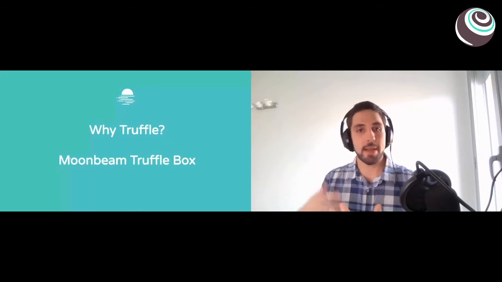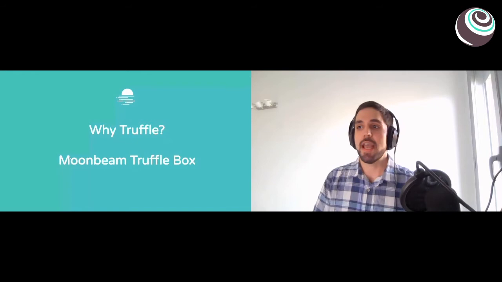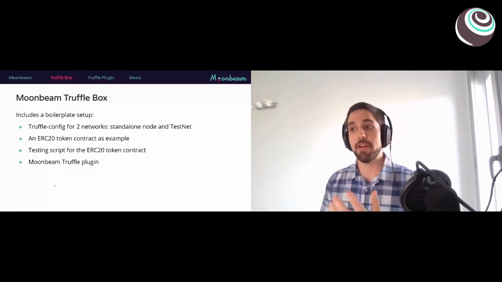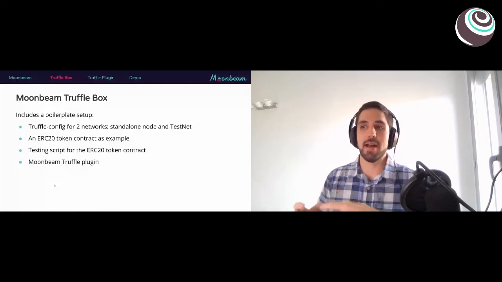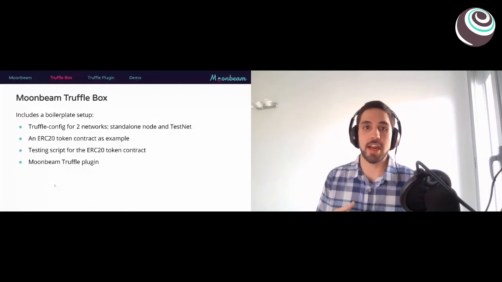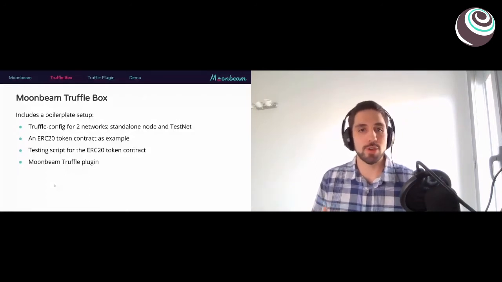and you can control all the parameters in your local environment. The boilerplate setup also includes an ERC20 token contract as an example. So it's a very basic example, but the idea is that you can have a sample contract to play around with. It also has a very basic testing script for the ERC token contract. Once again, this is a super simple testing script that when you run Truffle test, it uses Ganache, so it doesn't use the standalone node. But it's just to show you that you can use your regular old Truffle setup.